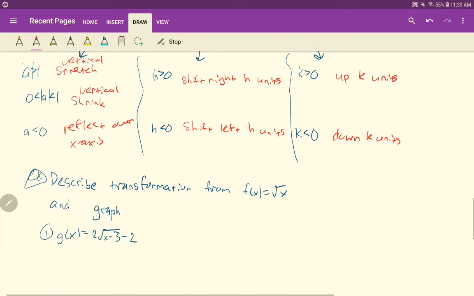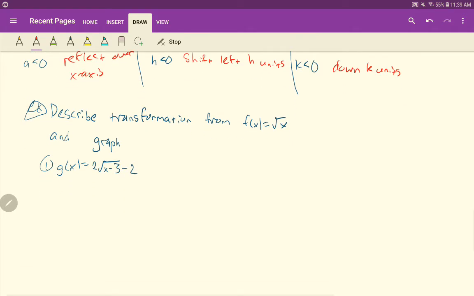Okay, so let's take a look at an example here. All right, so here's our function. We can see that our h is a -3, our k is a -2, and then our a is a 2. So what is our transformation going to be?